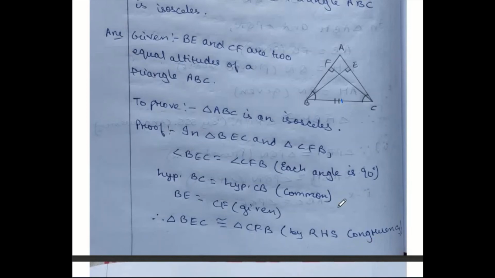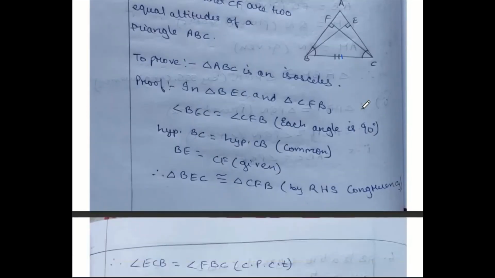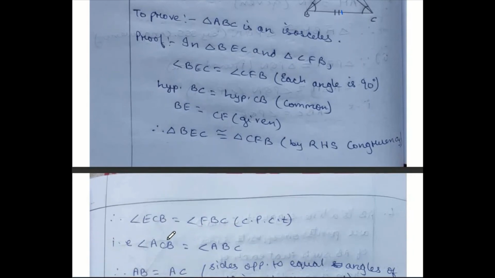If both the triangles are congruent, then we can write this angle B for this triangle and this angle C for this triangle. So full name you can write angle ECB, which belongs to this triangle, and for this it is FBC. Both the angles are equal by CPCT. Now ECB and ACB meaning is same only. Angle is same. FBC and ABC also meaning is same. So change the name, that is angle ACB equals to angle ABC.